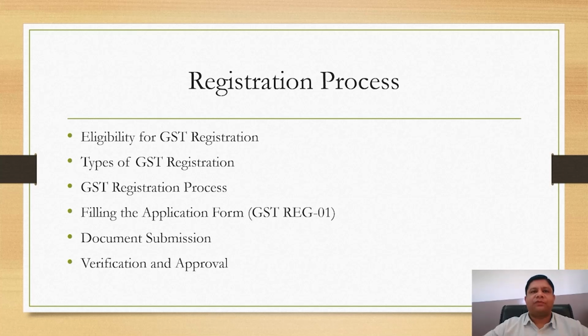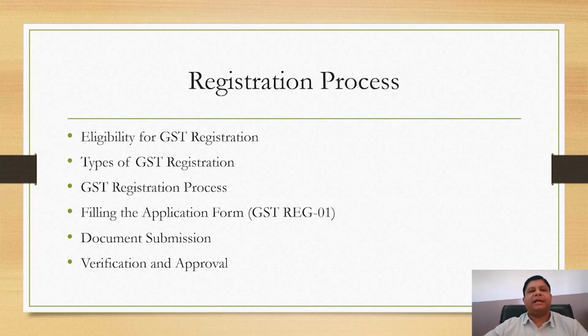Along with the application form, the applicant needs to upload certain supporting documents based on the type of business and registration category. Common documents include PAN card, proof of business ownership, partnership deed, memorandum of association, address proof, bank account details, photograph, etc. Sixth point, verification and approval.